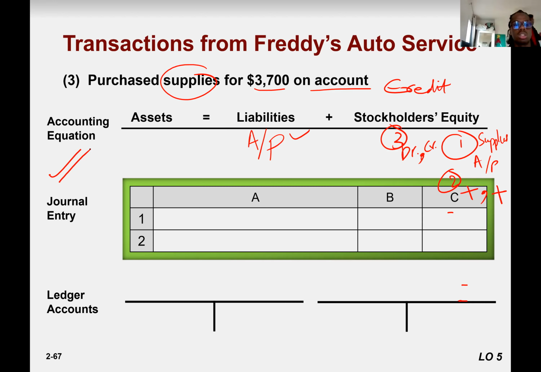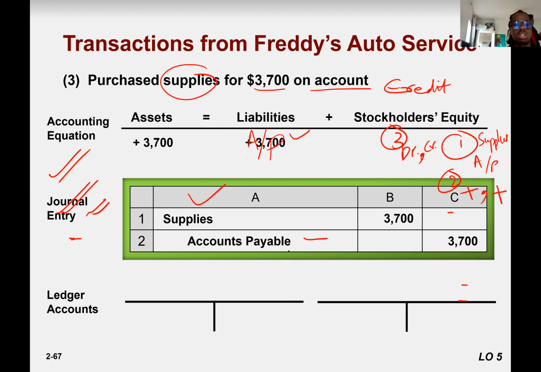So which is debited? Supplies. Which is credited? Account payable. So entry would be supplies to account payable. And how we are going to post it? We make a ledger or we make a T account for supplies. We don't have previously, so we just make a new one. We don't have the previous accounts payable, so we just make a new one. Here we write it down accounts payable. Here we write it down supplies, right?